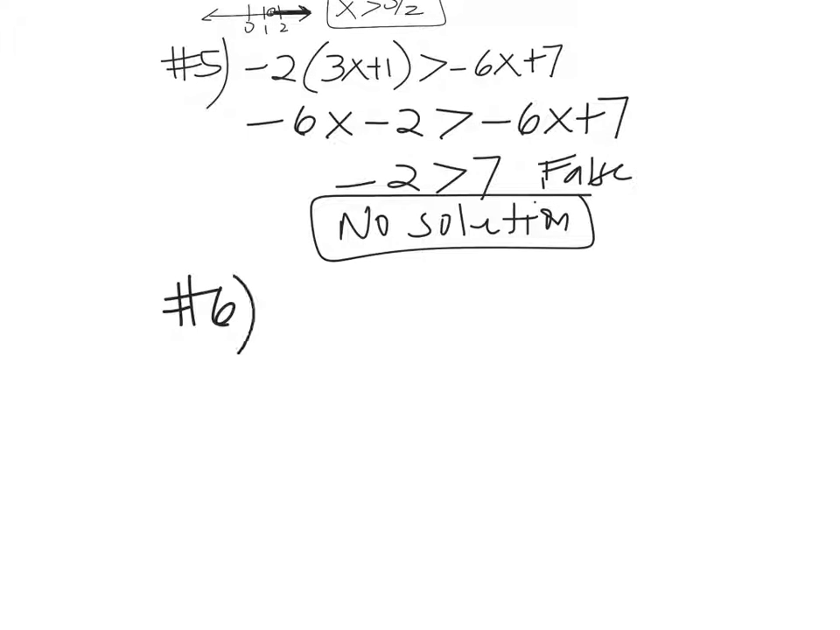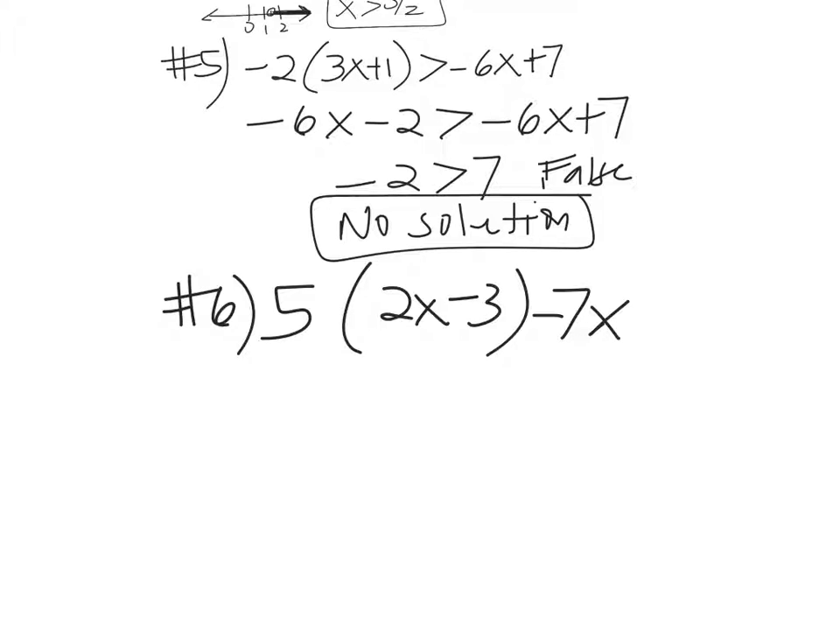Number 6. 2 more to go. 5 times 2x minus 3 minus 7x is less than or equal to 3x plus 8. And they look normal, right? Just like on the quiz, it was just mixed in with the rest of them. Looks like a regular old solving problem.